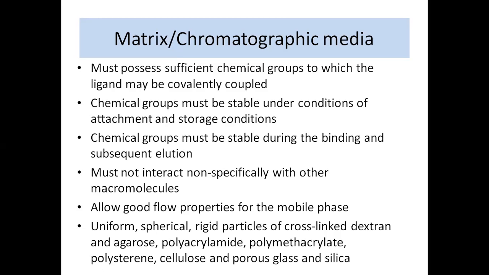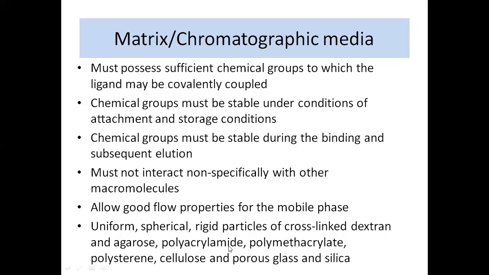Then of course, the mobile phase should be able to flow properly under whatever conditions you are employing. If it is HPLC, then we are going to apply pressure also. And therefore, under that pressure, the matrix material should be stable. The chemical groups also should be stable, and they should allow the proper flow of the mobile phase, right?